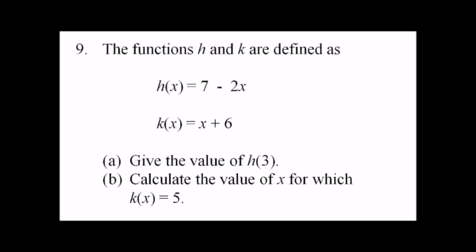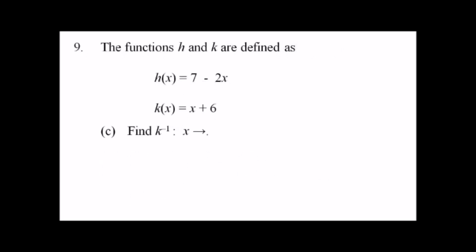And then for b, find k of x and put it equal to 5. So you see x plus 6 equal to 5. Solve it for x. And that would give you the answer for b. Got it? Good.